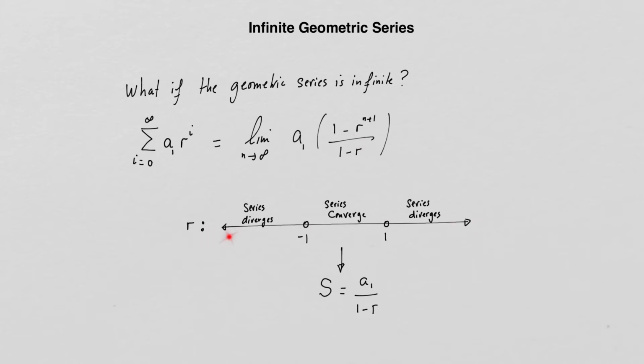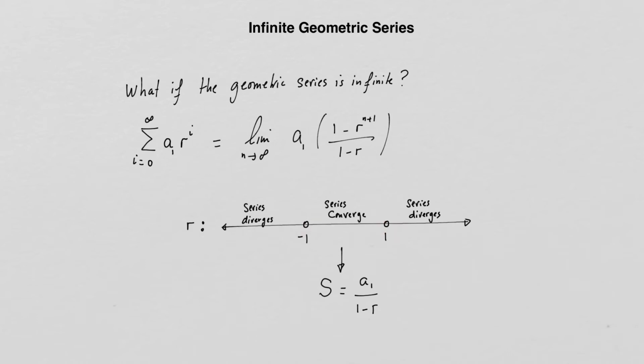So I drew a picture here for you. This is the number line for r. R could be less than -1, could be between -1 and 1, could be more than 1, could be 1, could be -1. I'm going to exclude them for now, and I'll deal with those two values separately.